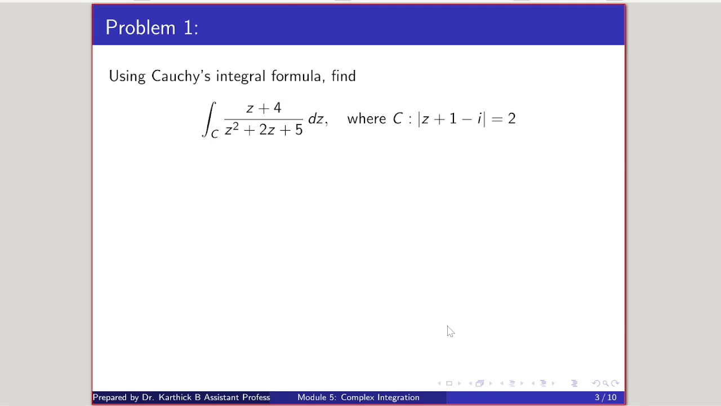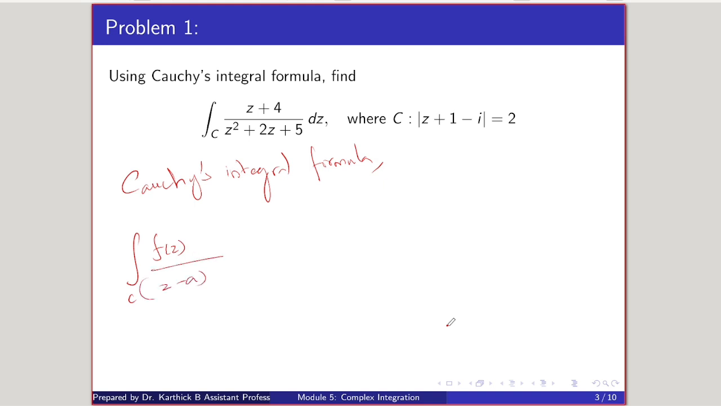So, first of all, Cauchy's integral formula: the integral over C of f of z by (z minus a) to the power n plus 1 dz will be equal to 2 pi i by n factorial times f power n of a, where f of z is an analytic function. Here n denotes the derivative.